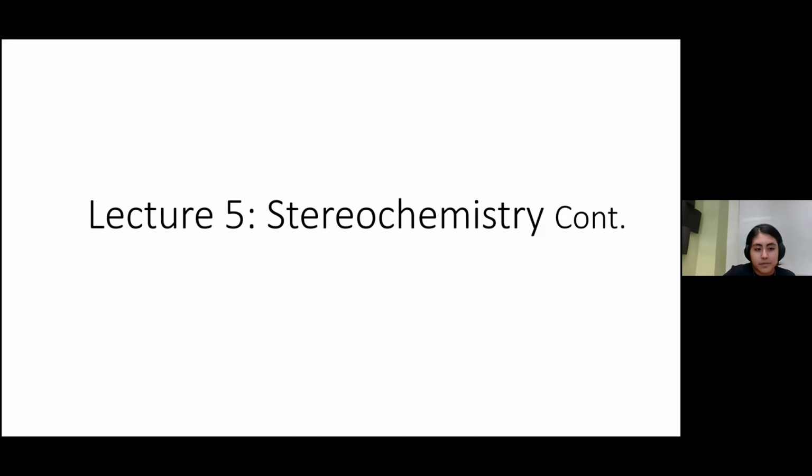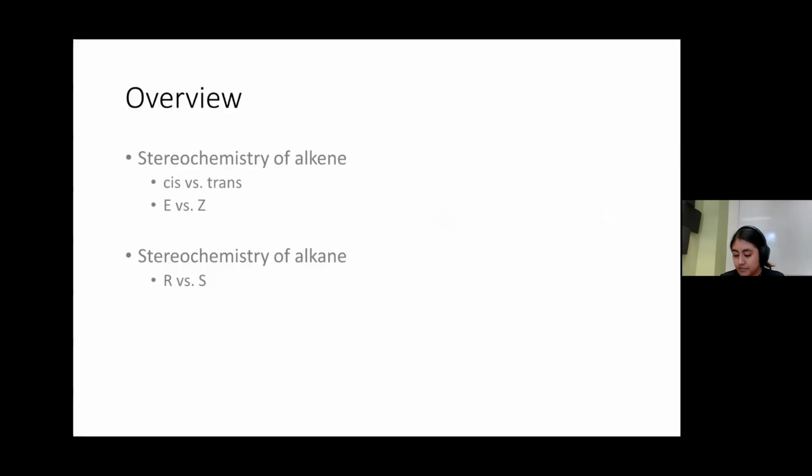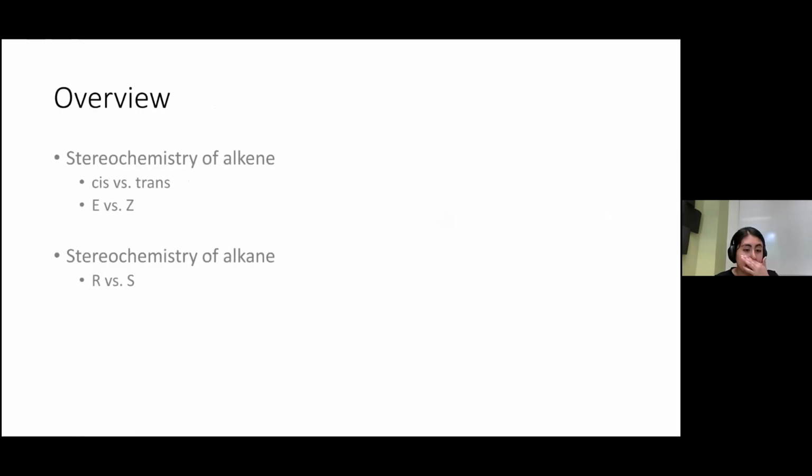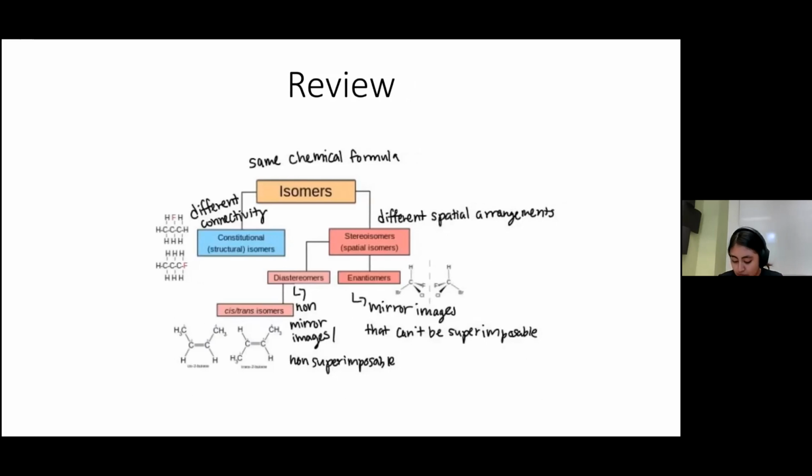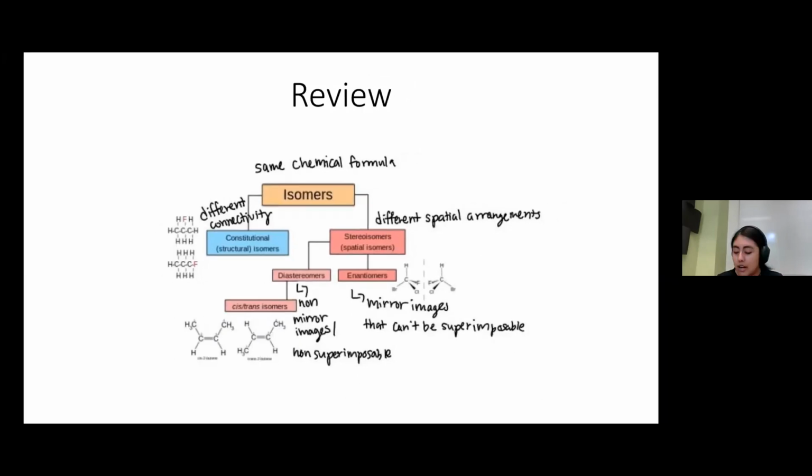So today's lecture 5, and we're going to be talking about stereochemistry and continuing that topic. Okay, so this is just an overview of what we're going to be talking about today. We're going to talk about stereochemistry of alkanes and a little bit also concerning rings. Before we do that, I wanted to do a little review from what you learned on Monday.